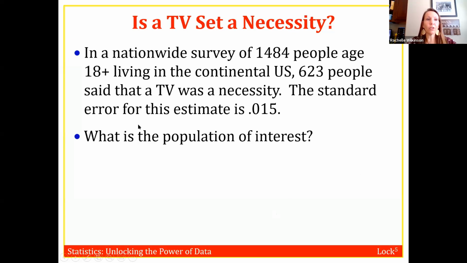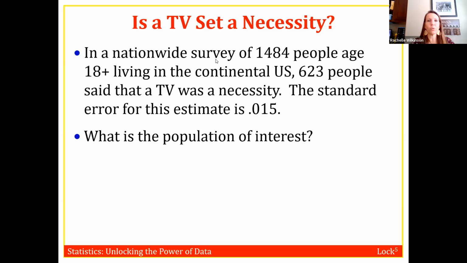Okay, so we are going to look at a couple of examples, kind of start to finish. A little bit like last time, identifying the population and defining the parameter, and then we're going to take it one step further and compute our confidence interval and also write our interpretation for the confidence interval. Starting with this one. It says, in a nationwide survey of 1,484 people age 18 plus living in the continental US, 623 people said that a TV was a necessity. The standard error for this estimate is 0.015.